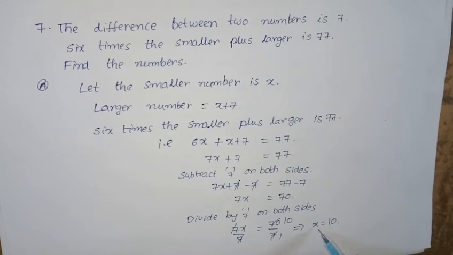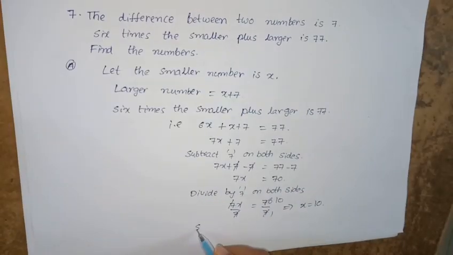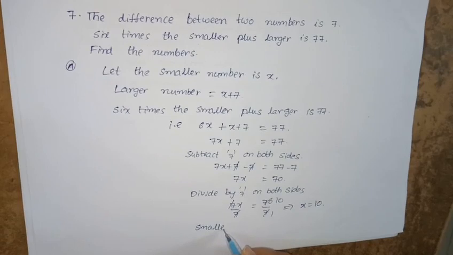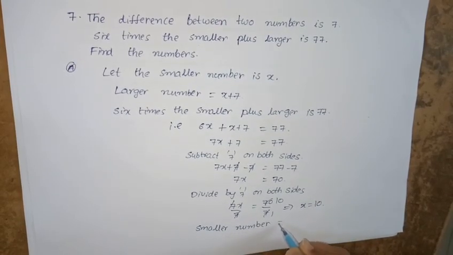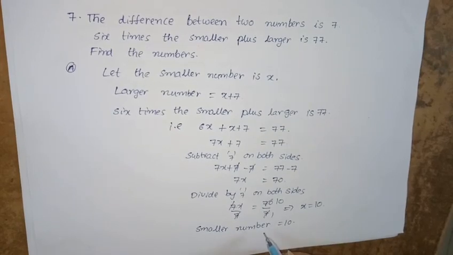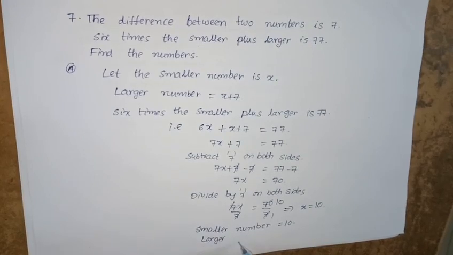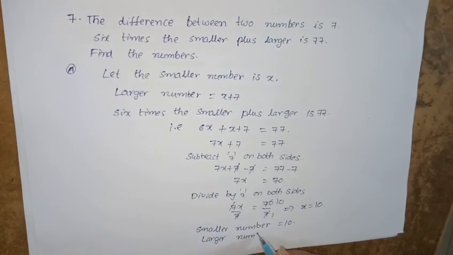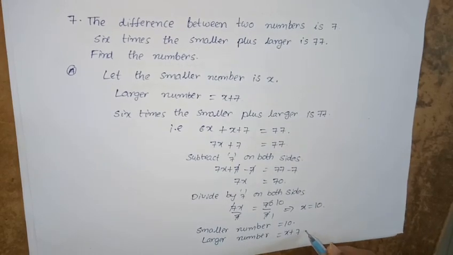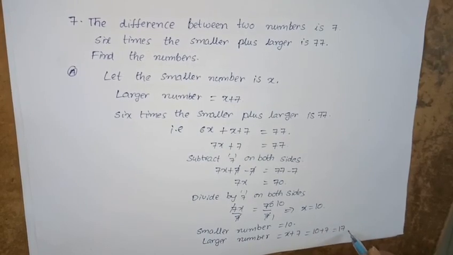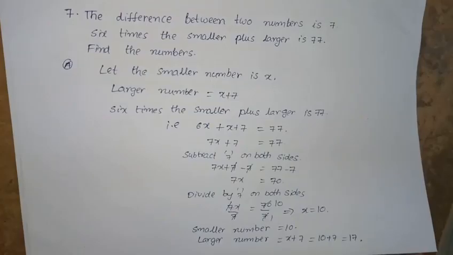So x is the smaller number. The smaller number is equal to 10. So the larger number is equal to x plus 7, that is equal to 10 plus 7 equals 17. So larger number is equal to 17. So this is the solution for the 7th problem.